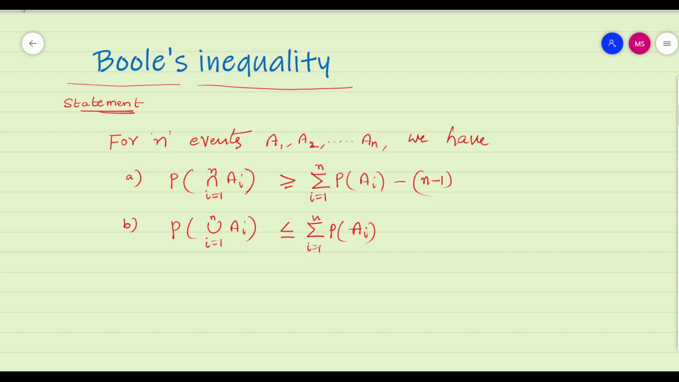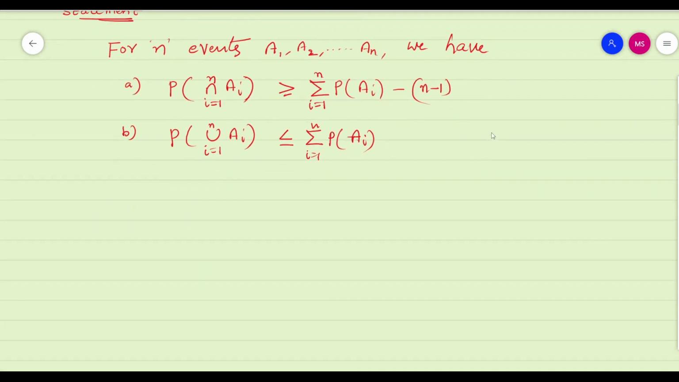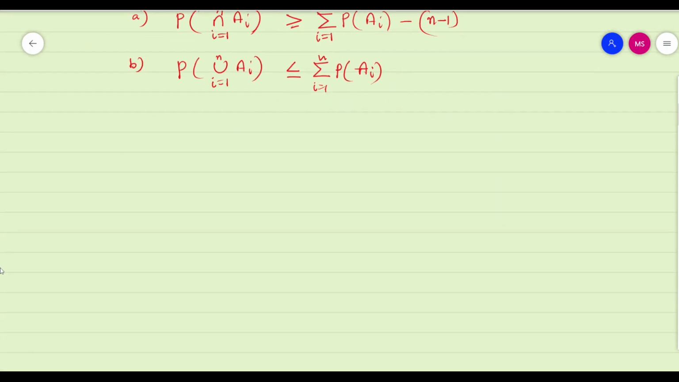So for example, there are n events in a random experiment. The events are A1, A2, and so on, An. We have the first: P of intersection i running 1 to n of Ai is greater than or equal to summation P of Ai minus (n minus 1). The second one is P of union i running 1 to n of Ai is less than or equal to summation P of Ai. Okay, so we shall prove this theorem.